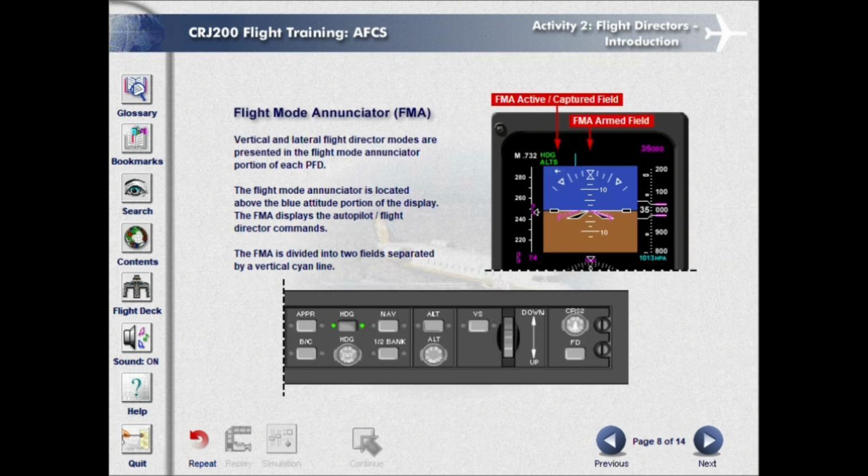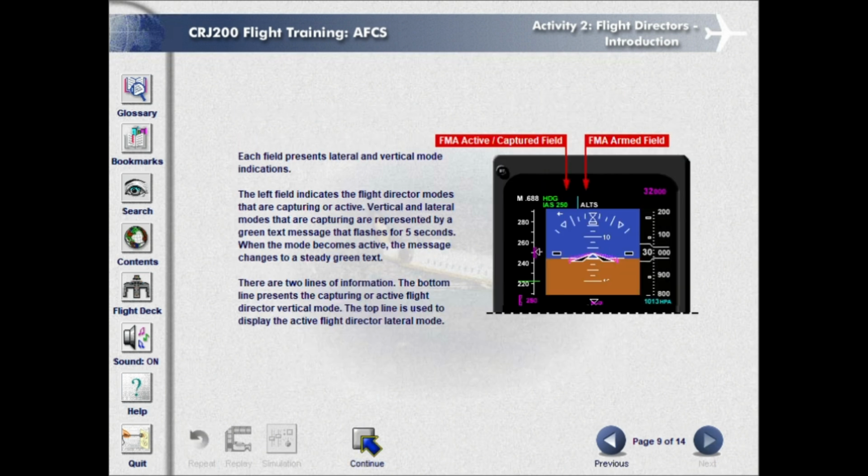Flight Mode Annunciator, or FMA. Vertical and lateral flight director modes are presented in the Flight Mode Annunciator portion of each PFD. The Flight Mode Annunciator is located above the blue attitude portion of the display. The FMA displays the autopilot flight director commands. The FMA is divided into two fields separated by a vertical cyan line. Each field presents lateral and vertical mode indications.